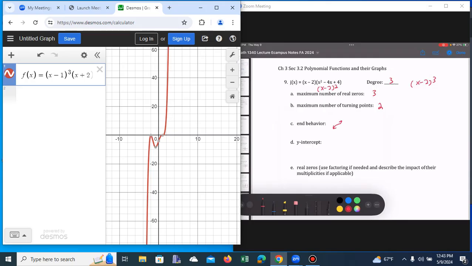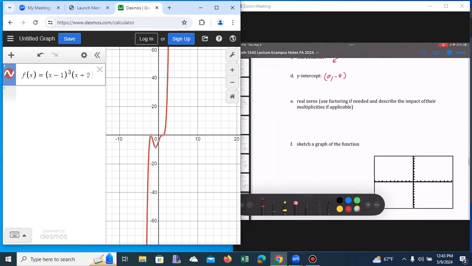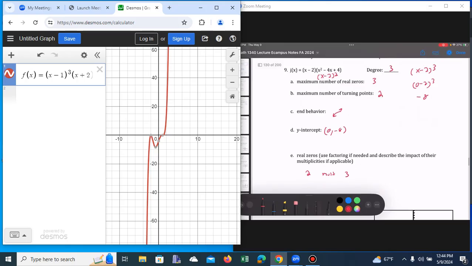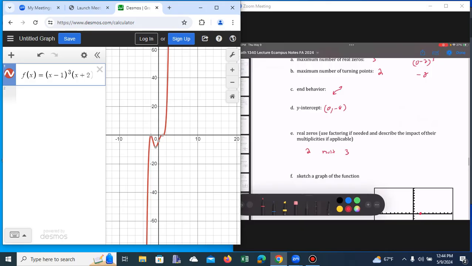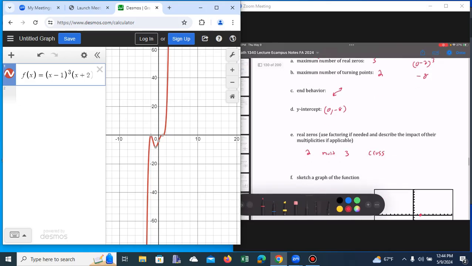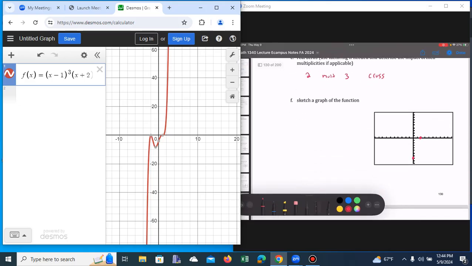If you let x equal 0, you get (-2) cubed, which is -8. So (0, -8) is your y-intercept. So your real zeros, there's only one. That's 2, with multiplicity 3. So (0, -8) and (2, 0). It's crossing at 2, and it has an upward snake, so it looks something like this.